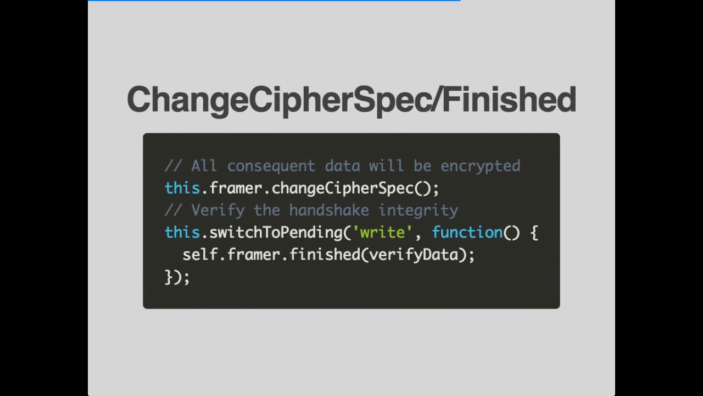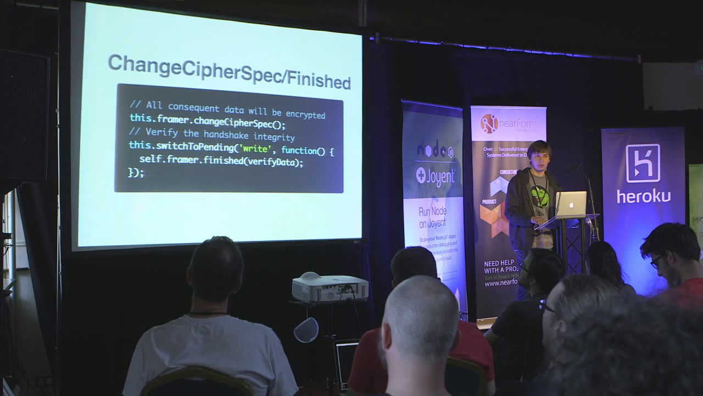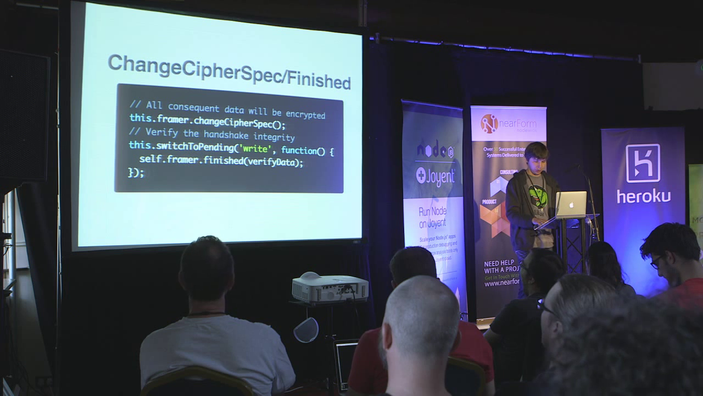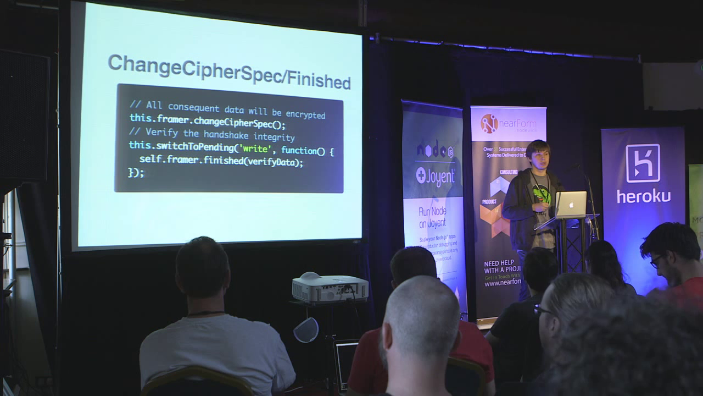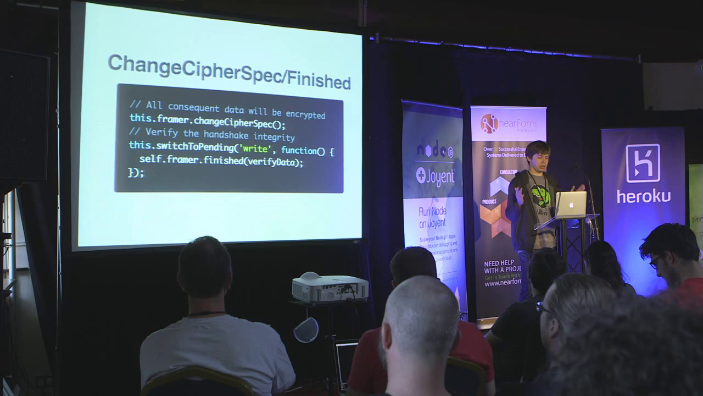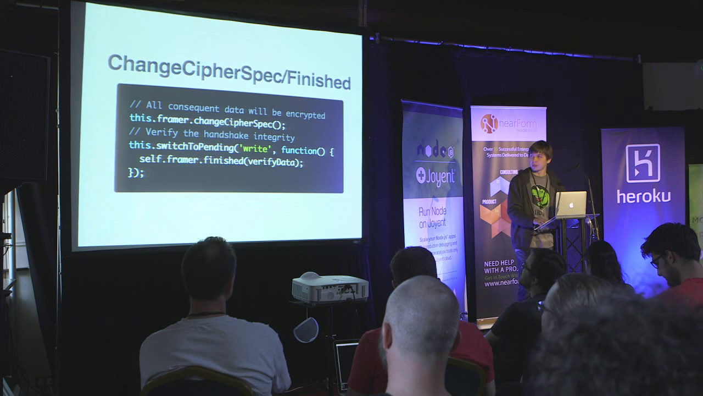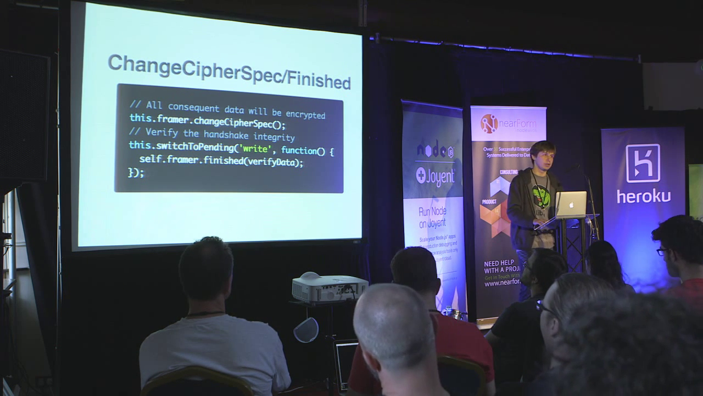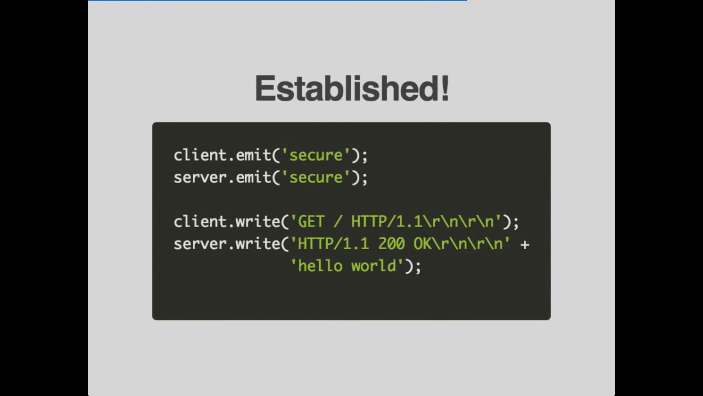And they tell each other that they are going to send only encrypted packets from this point, and this is done using a change cipher spec message. And they send a finished message, which is technically used to verify that both sides are on the same encryption and that the handshake was not modified. This finished message is actually encrypted with the new cipher and data. And yeah, this is the point where the client and server in Node.js emit the secure event, and Node.js can actually write data in and out.